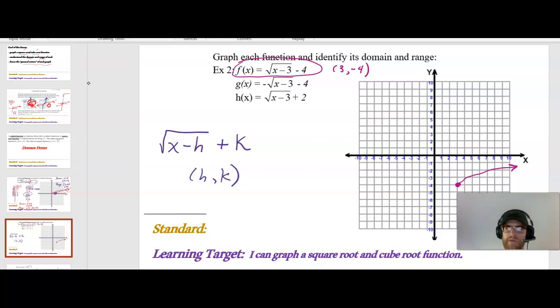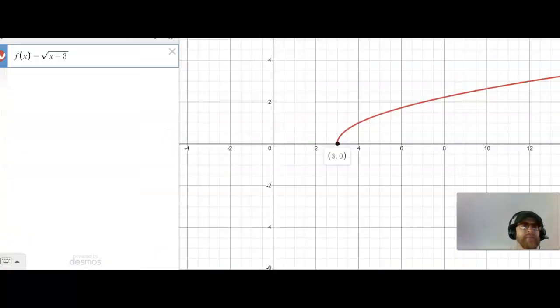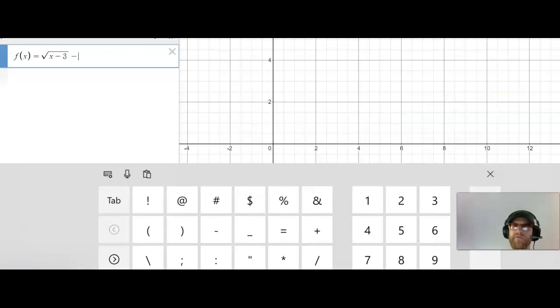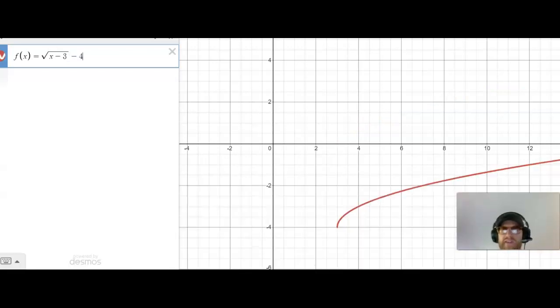And I'm going to take you to Desmos to kind of demonstrate that. So we have x minus 3 minus 4, and that takes me here. So you see the point 3 and negative 4 is really where the function begins. So you want to think that 3 and that negative 4 has something to do with the domain, all values left to right, all of your x values, and it has something to do with range, which are all of your y values, bottom to top. Okay, so let's go back.